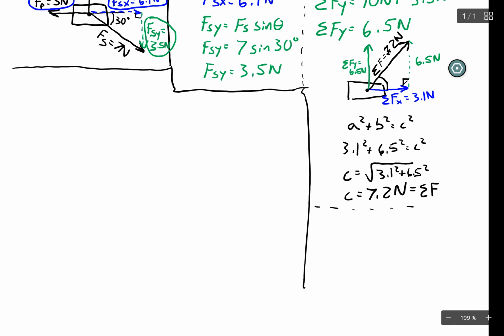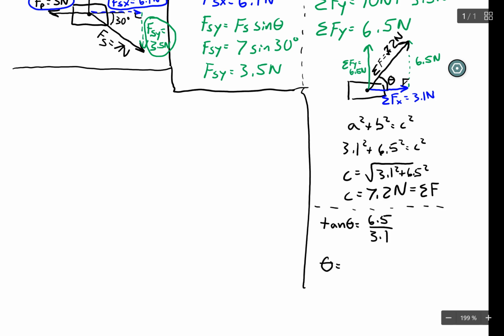Now we're looking for this angle, theta. You could do tangent, opposite over adjacent. You could do sine, opposite over hypotenuse. You could do cosine, adjacent over hypotenuse. We have all three sides of the triangle, so it's up to us which trig function we want to use. I'm going to use the tangent, which is equal to the opposite over the adjacent.